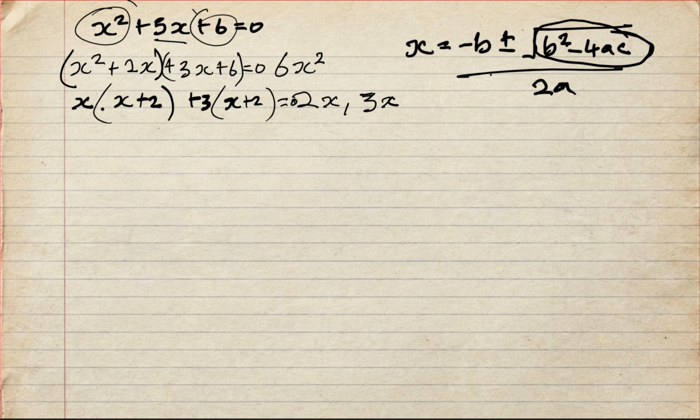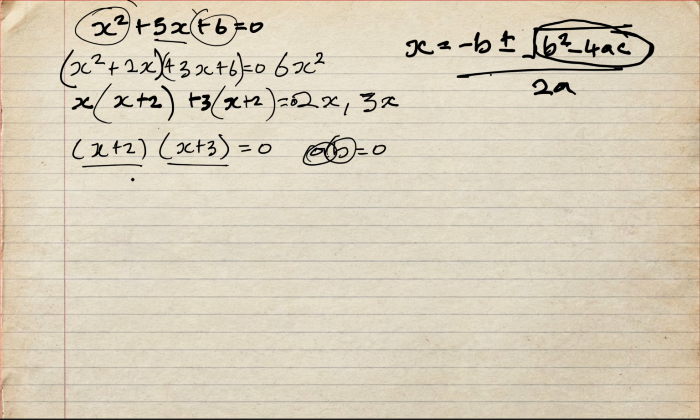So the next thing you do is to factorize further, because from this and this, the common factor is x plus 2. So x plus 2 stays out again, and then we have x plus 3 in brackets, all equal to 0. So when you have something like AB equal to 0, this means that it is either A that is equal to 0 or B that is equal to 0. The same thing is applicable here. So it is either this is equal to 0 or this is equal to 0.